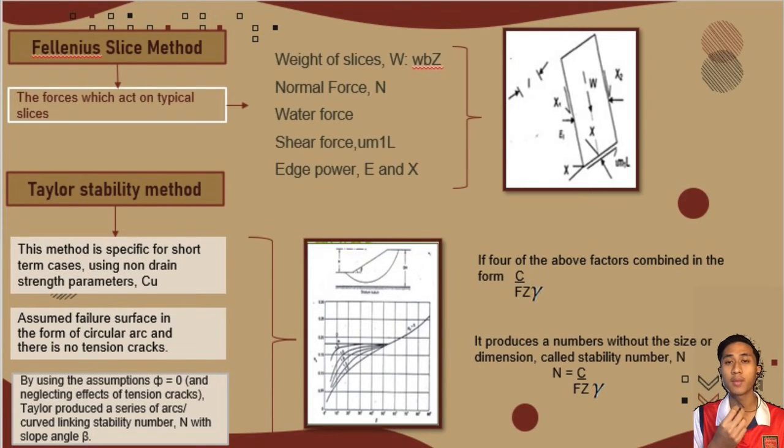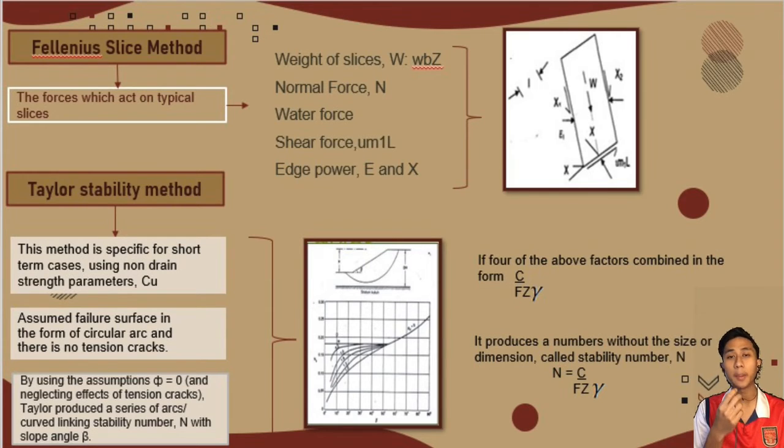By using the assumptions that the angle of internal friction is equal to 0 and neglecting effects of tension cracks, Taylor produced a series of arcs or curves linking stability numbers with a slope angle beta. If the 4 above factors combine in the form of C over F z gamma, it will produce a number without size or dimension. It is called the stability number N, where N is equal to C over F z gamma.